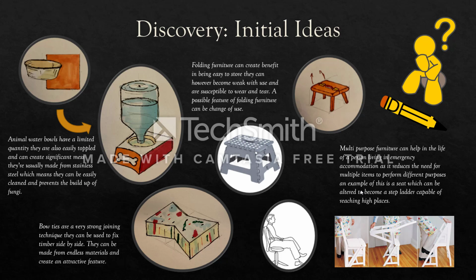So initially I'm thinking of maybe some sort of slow release water system for a dog, or foldable furniture that could be used for multiple purposes, just to ensure that the dog has water all day. It's bigger as well, so that he wouldn't knock it over, and the furniture is to save space, and as well as that you can have multi-use furniture, so it doesn't have to just be one use. If you see in the bottom right hand side there, there's a chair, but it falls into a stool for reaching high places.